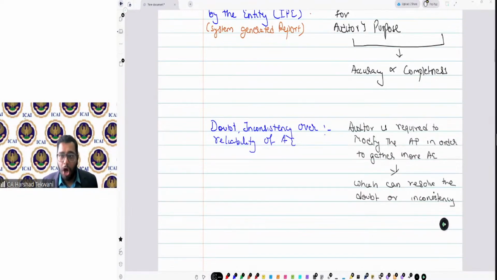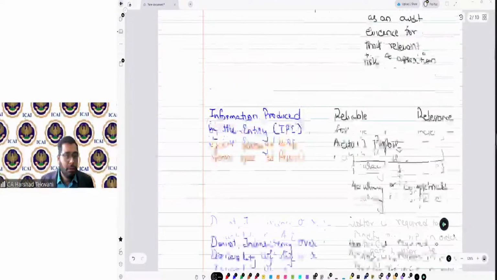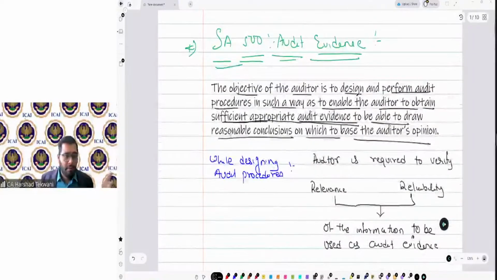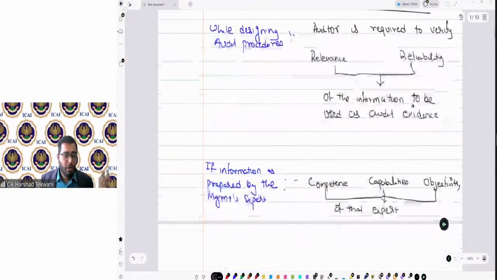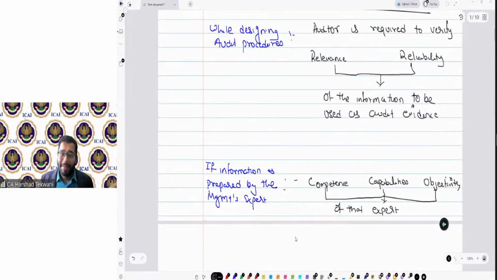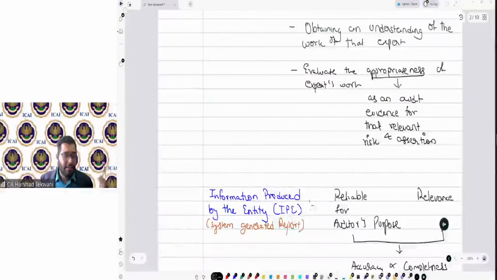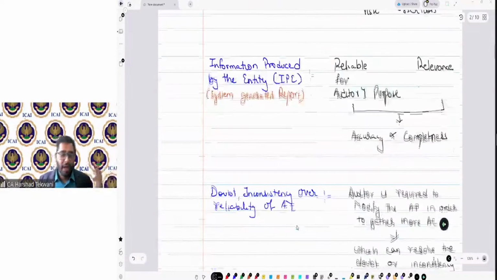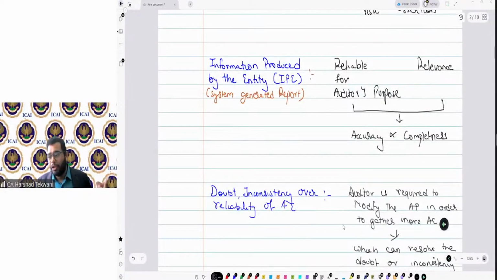So that is all about SA 500. SA 500 talks about audit evidence: audit evidence while designing the audit procedures, audit evidence if the information is prepared by the management's expert, audit evidence if it is information produced by the entity, and audit evidence when there is a doubt about the audit evidence. Okay, that was SA 500.